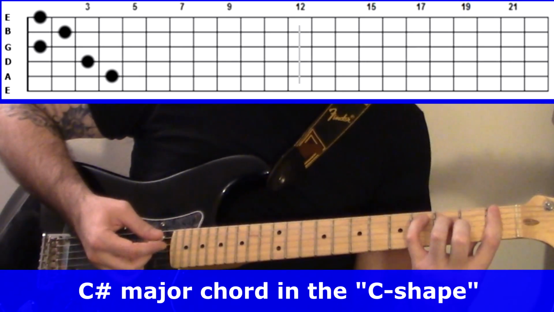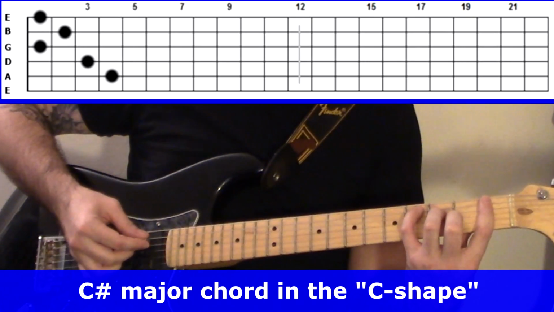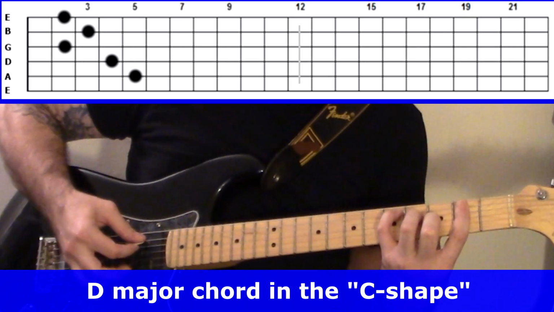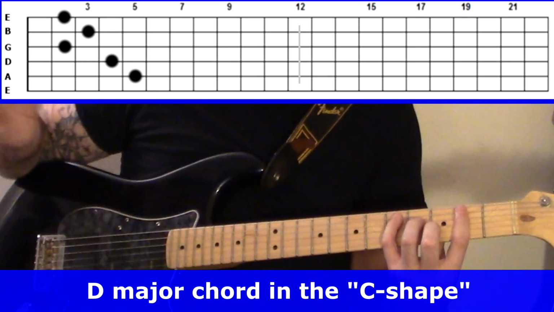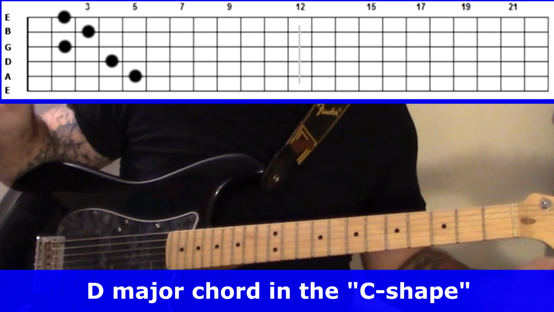If I want to slide it up 1 more fret, 1 higher than C sharp is going to be D. So if I want to play a D chord, I would just slide this shape up. Now I'm playing a D chord in this shape. So that's just kind of moving the C shape. All of the 5 shapes can be moved in the same manner.